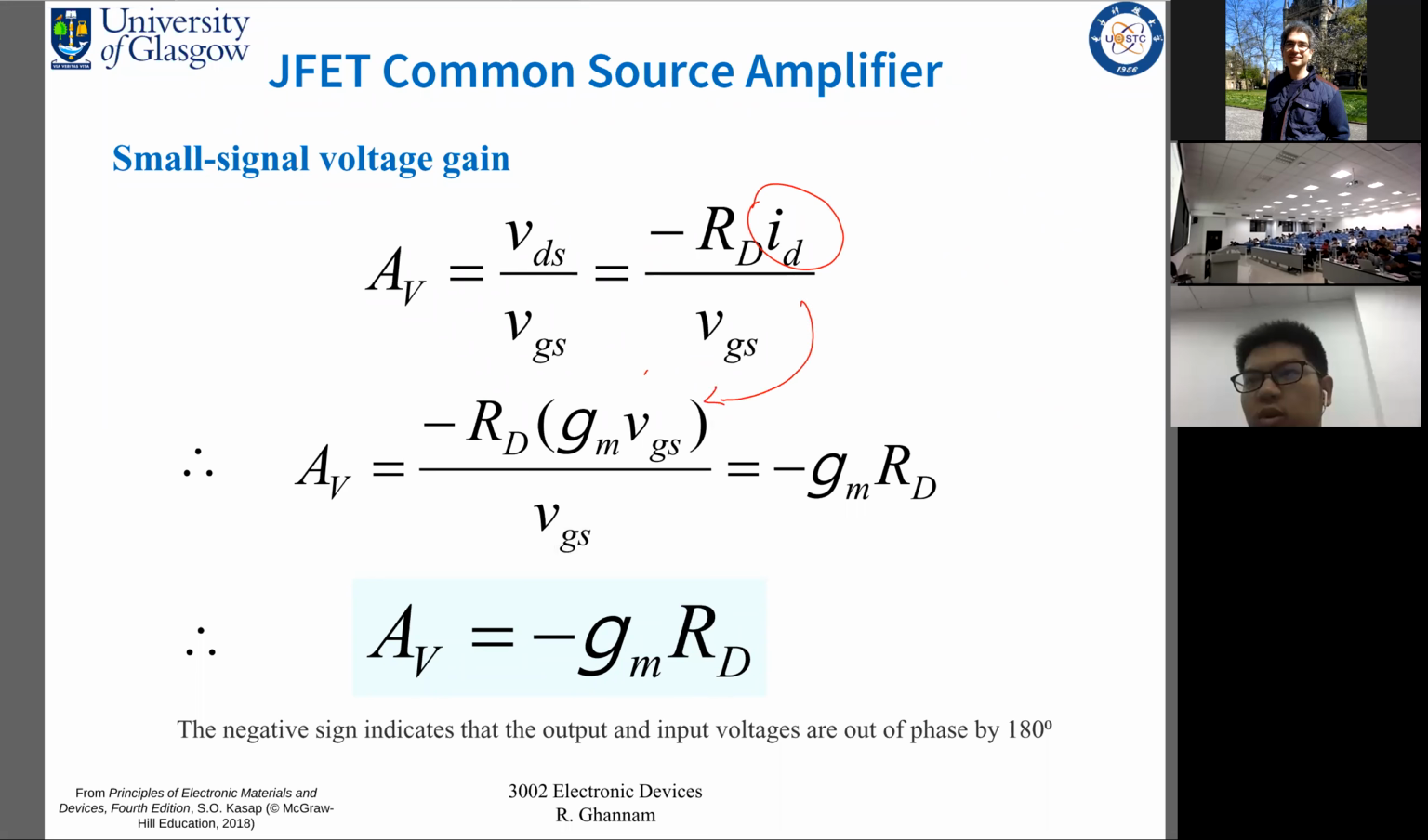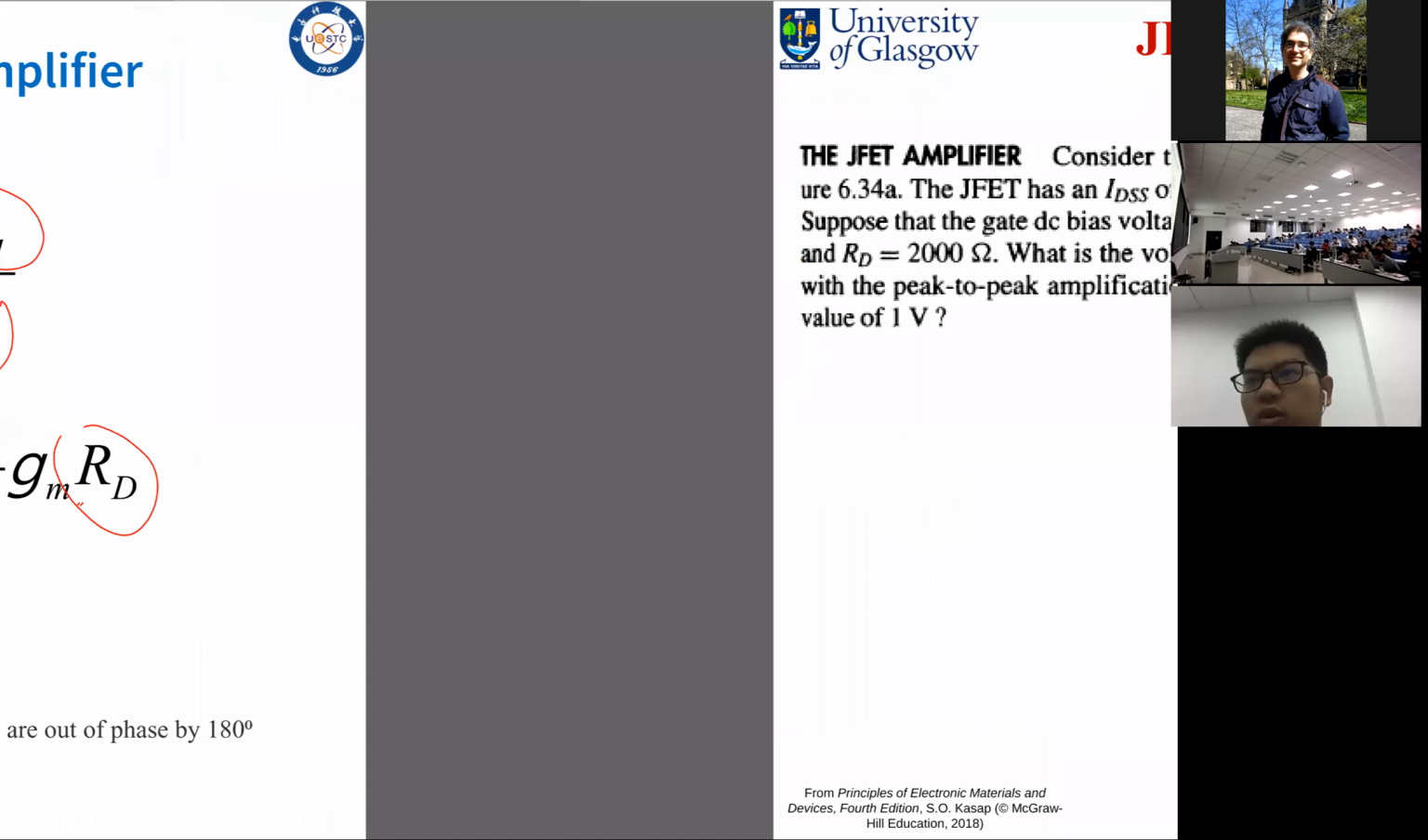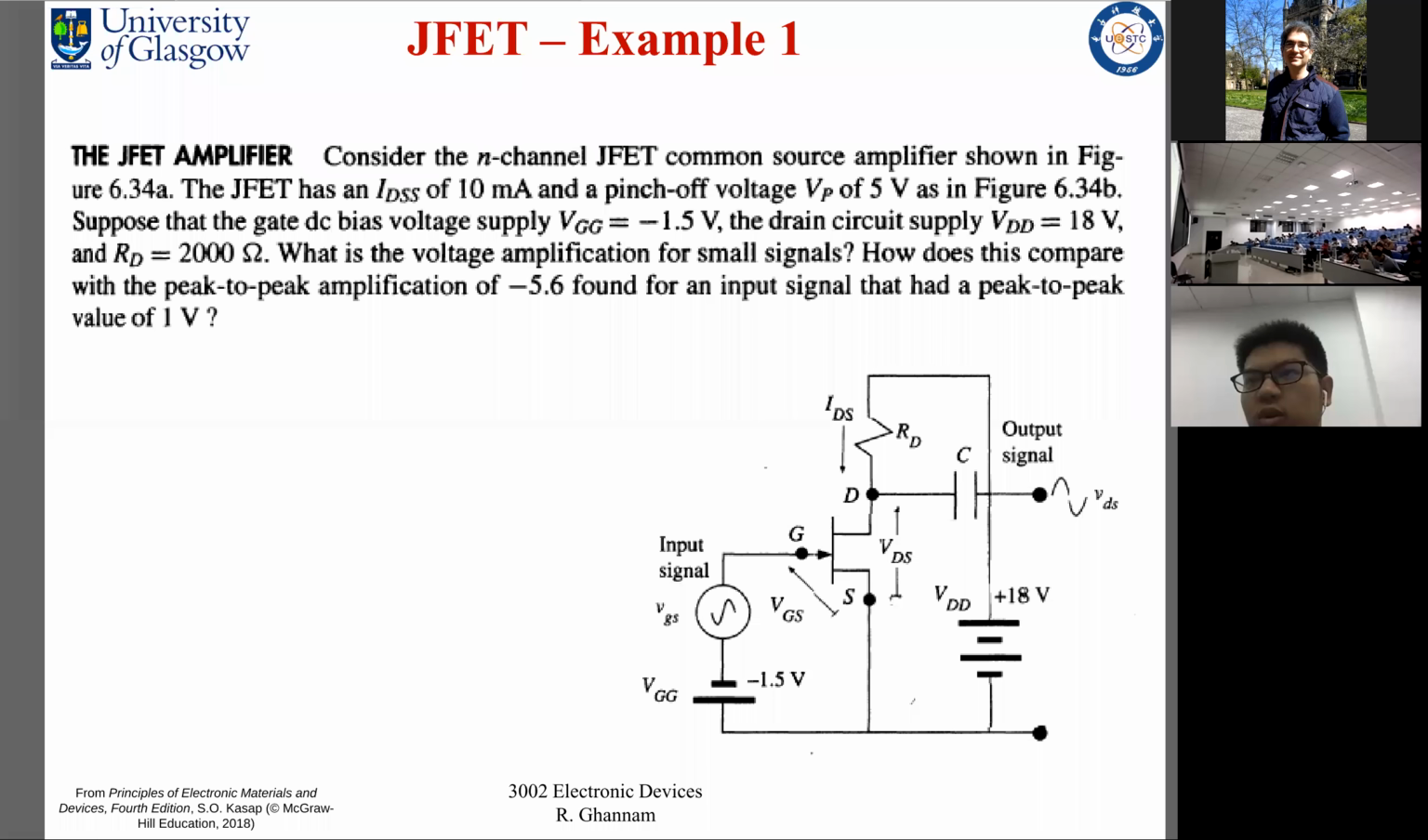And as a result, the gain is equal to minus GM times RD. So as you can see, we can increase the gain by increasing the resistance at the output. This also shows you the relationship between the gain and the transconductance. The negative sign indicates that the output and the input voltages are out of phase by 180 degrees. This is why there is a negative sign.